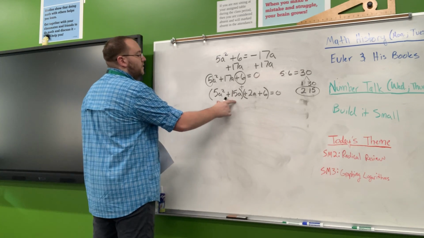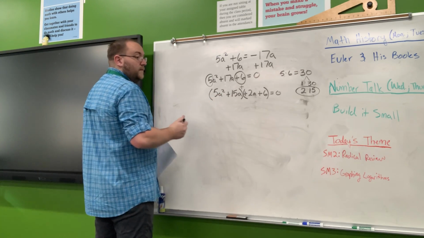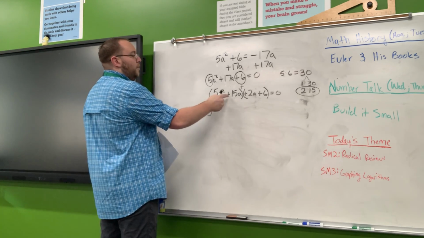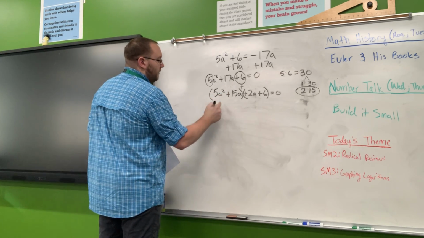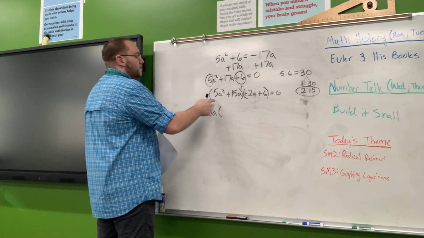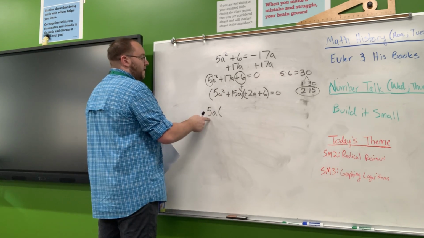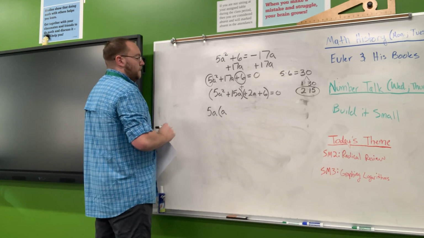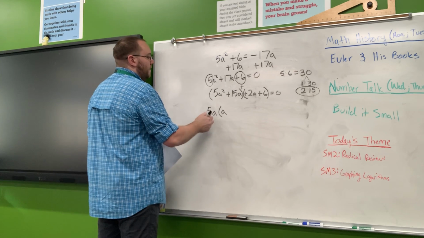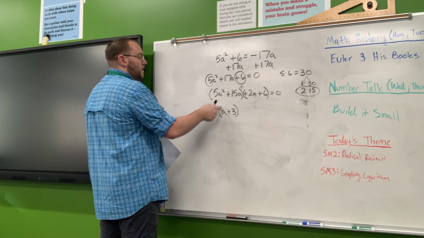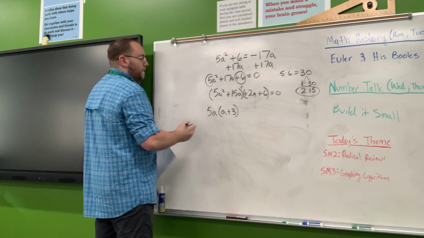Okay, greatest common factor. Well, 5 and 15 are divisible by 5, so that's a common factor. And they both have a's. This one has 1a, this has 2, so we can factor out 1a. So 5a squared divided by 5a is a. 15a divided by 5a is 3, because the a is reduced to 1. 15 divided by 5 is 3.